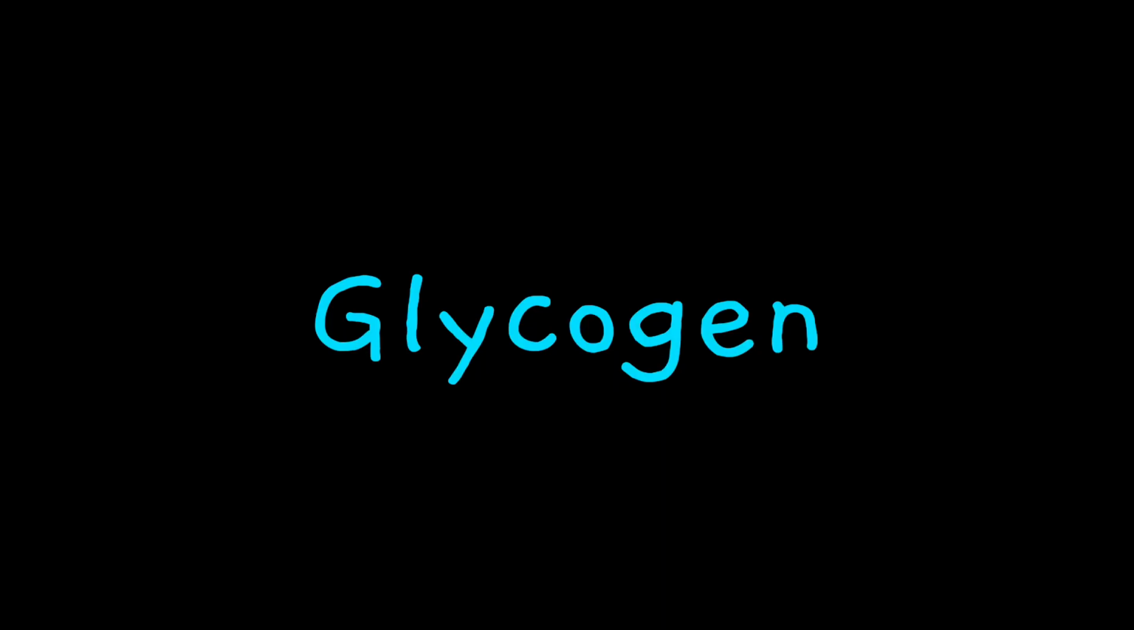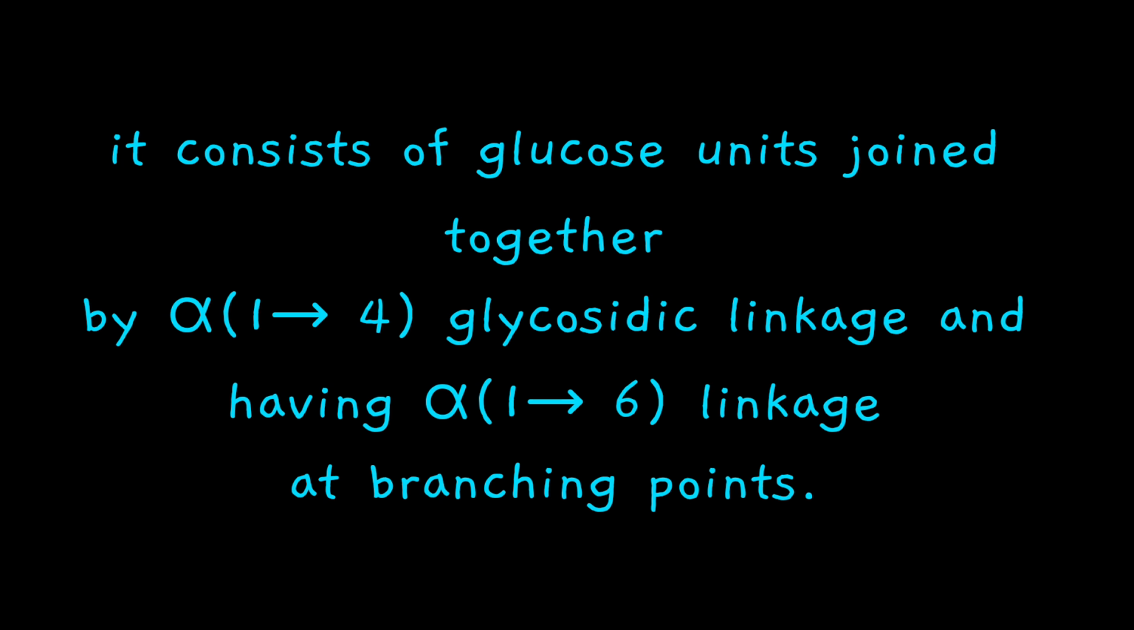Glycogen, what is it? It is an extensively branched storage homopolysaccharide found in animals, similar to amylopectin. It consists of glucose units joined together by alpha 1,4 glycosidic linkages, with alpha 1,6 linkages at the branching points. What does the muscle cell contain? Glycogen at 1 to 2% of the dry weight, and the liver cell contains 10% of the dry weight as glycogen.